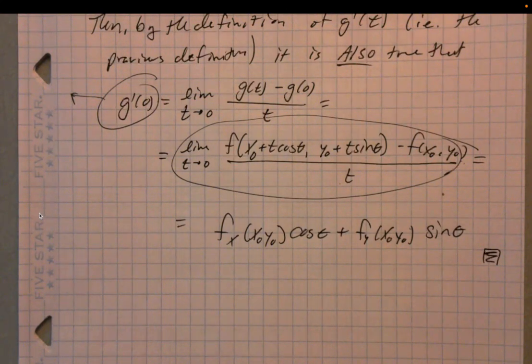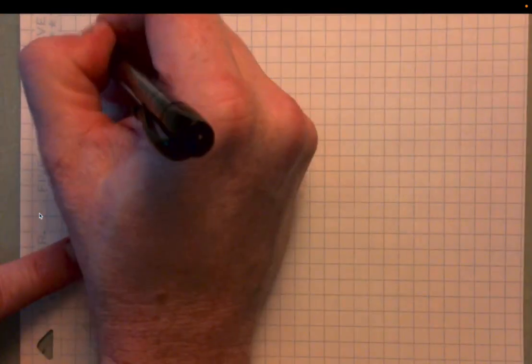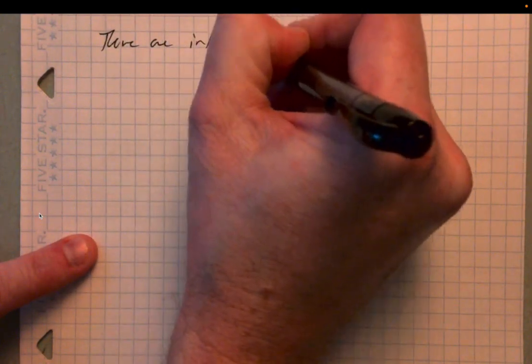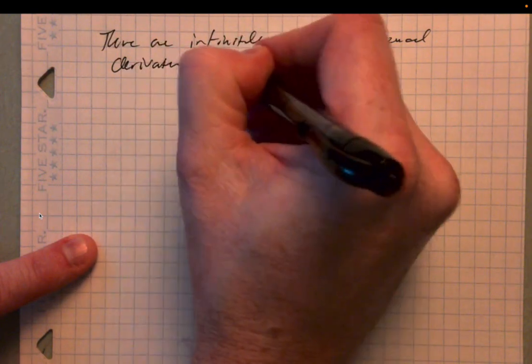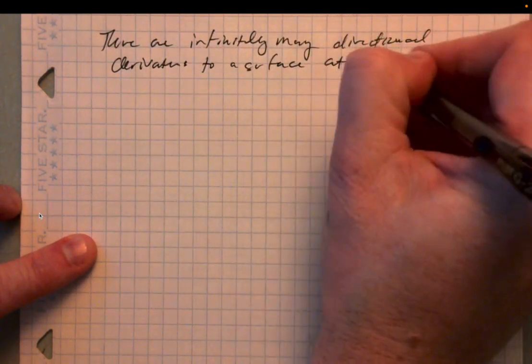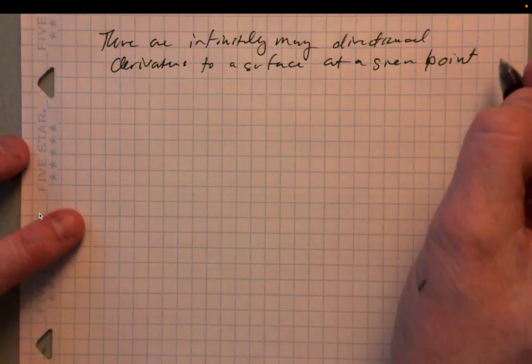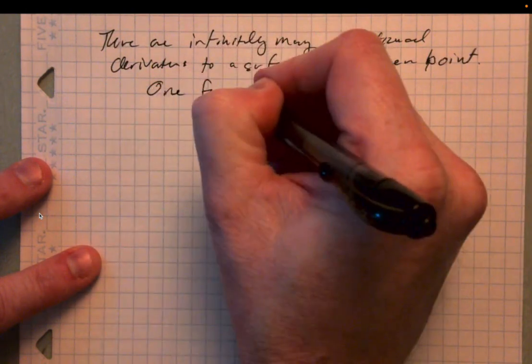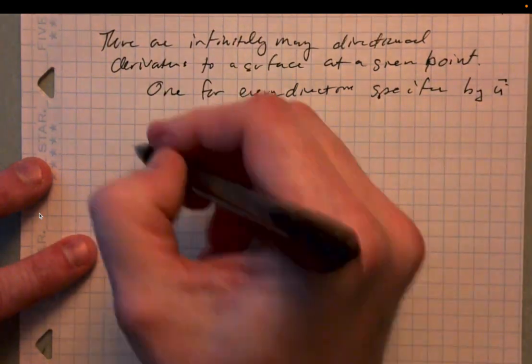All right, so let's talk through just a little bit more on directional derivatives. Then we'll get into some examples. Okay, so there are infinitely many directional derivatives to a surface at a given point. Hopefully that's clear, the direction being the thing that introduces the variety here. Basically there is one for each direction specified by your u vector.